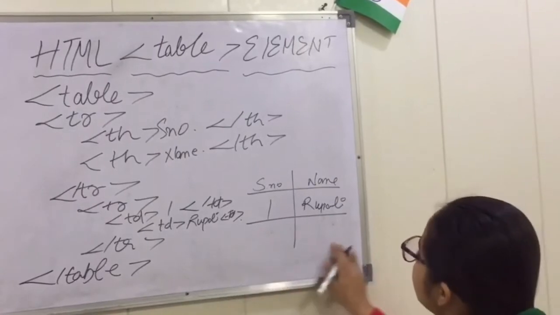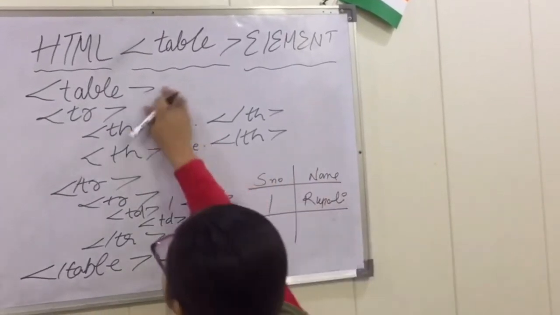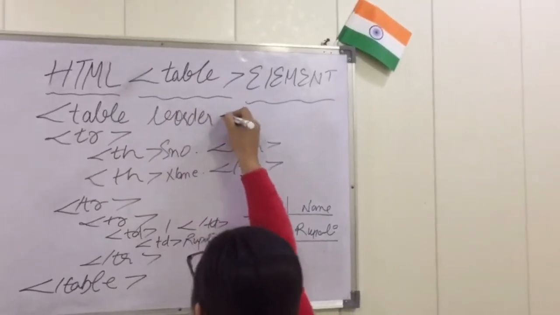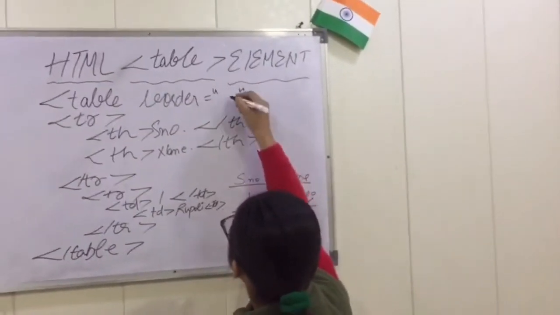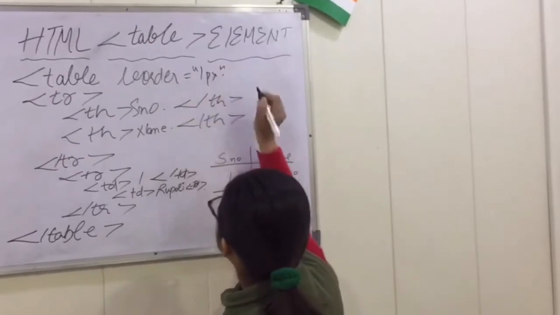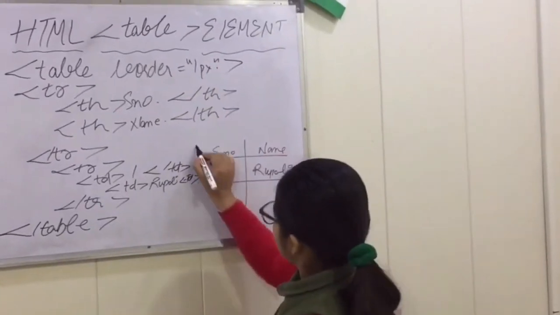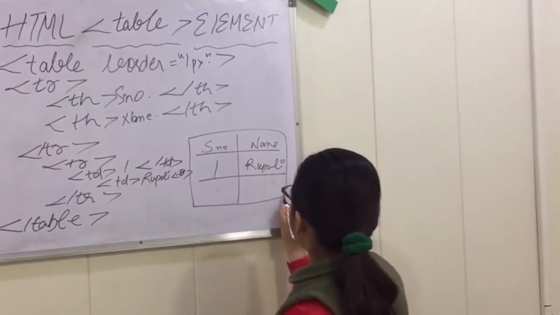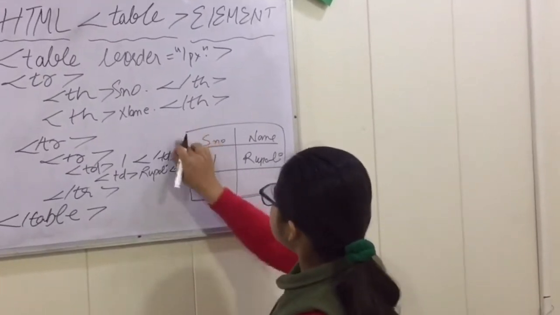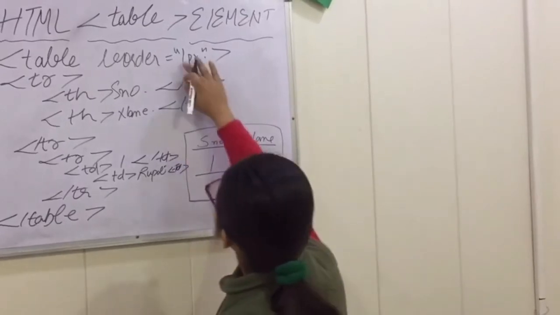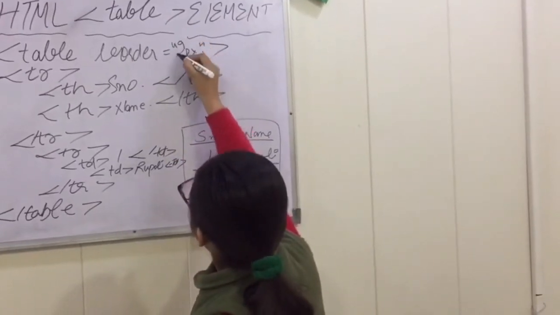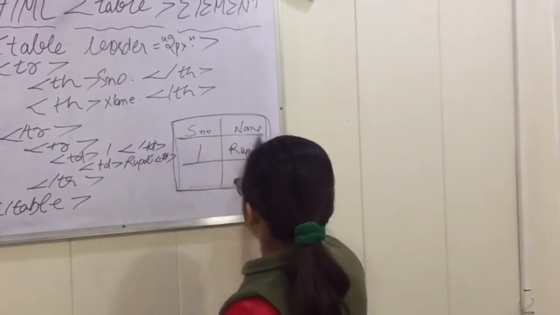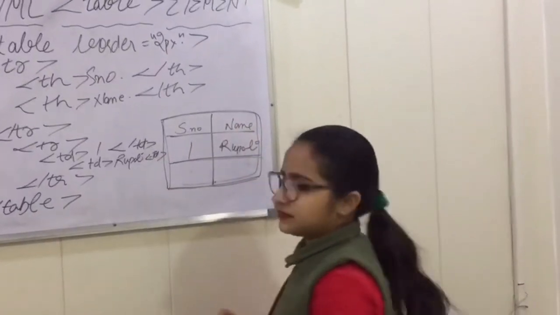If we need a border over here, we will write border is equal to double quotes 1 pixel, tag closed. So the border will be here along our table. We can increase the size of our border after writing 1 pixel, 2 pixel or any other. The border will be broader like this and this.